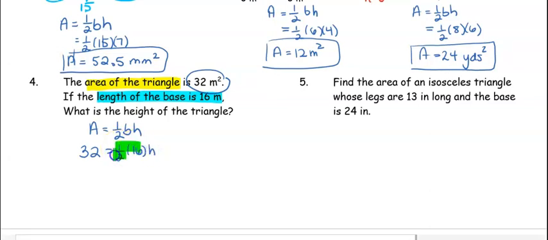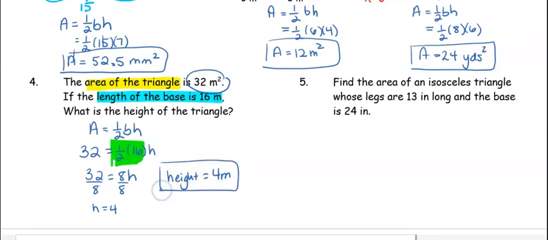I've got a little bit more complicated of a formula now, so I can simplify. 1/2 of 16, well, that's 8. 8 times H, I divide by 8, and I find that H is 4. So in this triangle, our height is 4 meters. Remember, not meters squared because it's not going to be area.